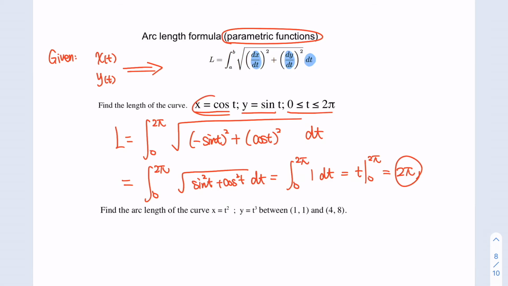Given this x and y, as we know, this is a circle, center at 0, 0 with radius equals 1. The circumference is 2 pi times r, which is 2 pi, which we just proved. Let's look at the next one.